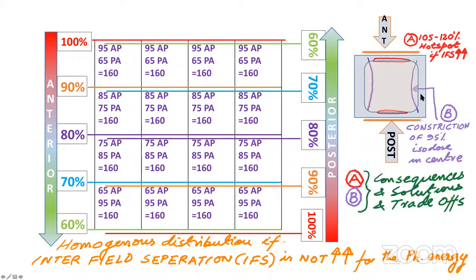Plus, there is a constriction of higher isodoses, especially the 95% isodoses in the center. So there are consequences and solutions and trade-offs. I mentioned the consequences of a hotspot anteriorly and posteriorly is fibrosis, and sometimes this hotspot is large and comes on the rectum. It could also be the posterior hotspot in the pelvis.